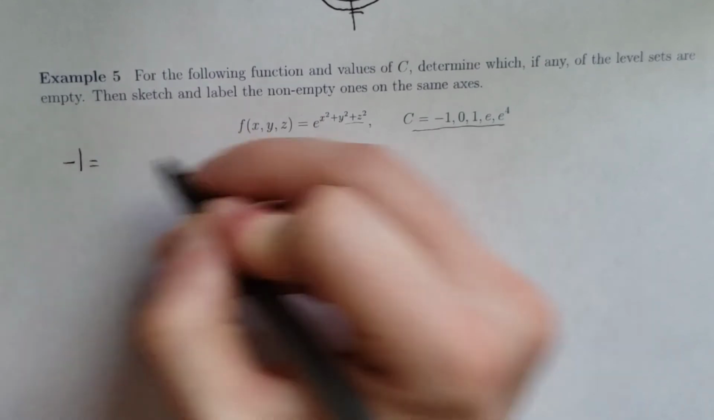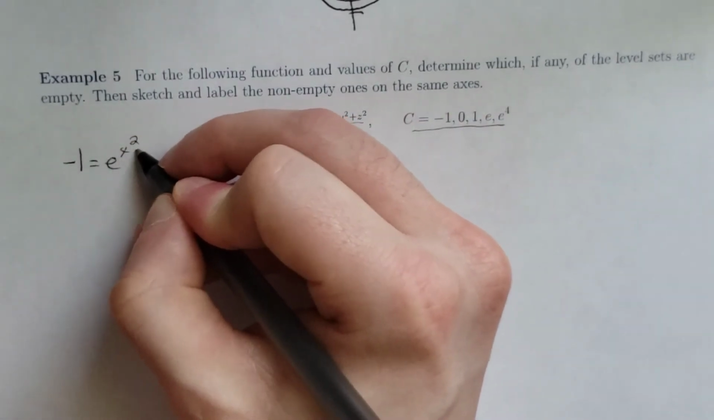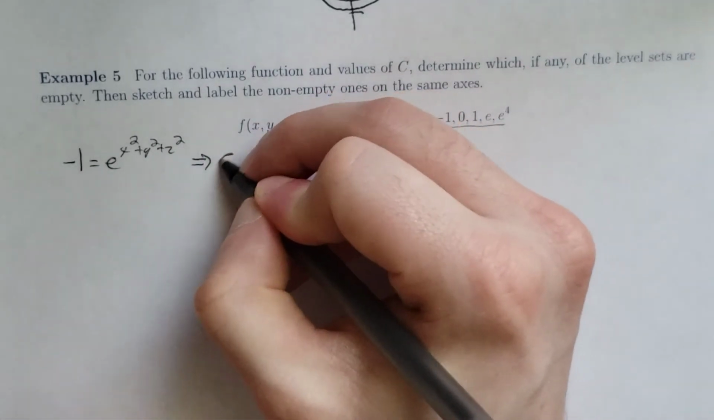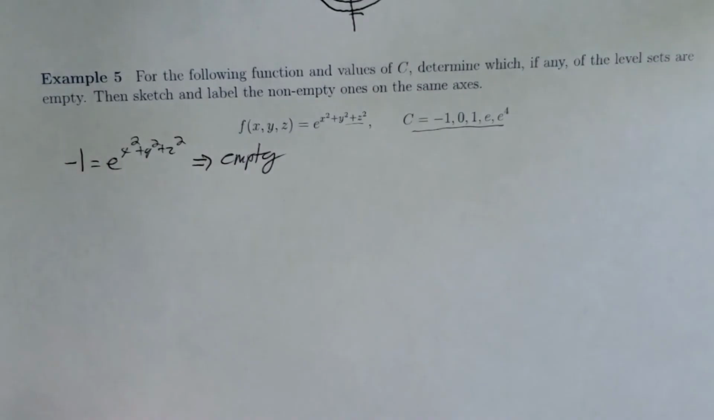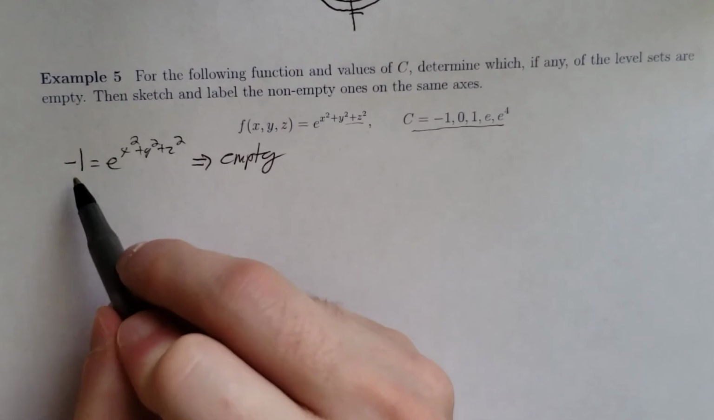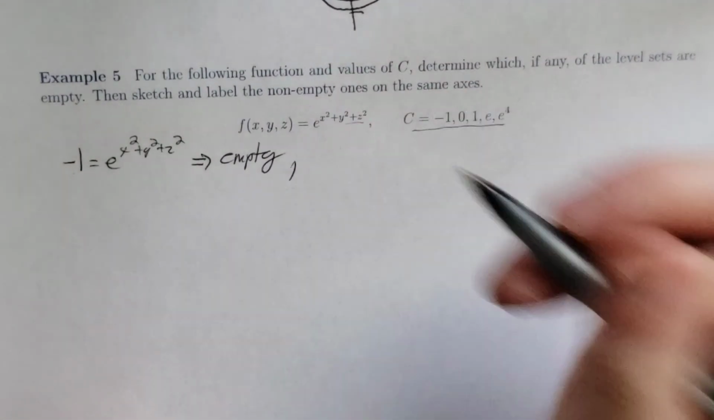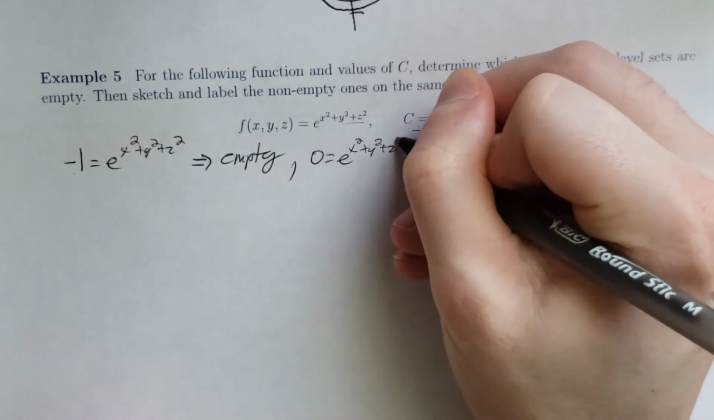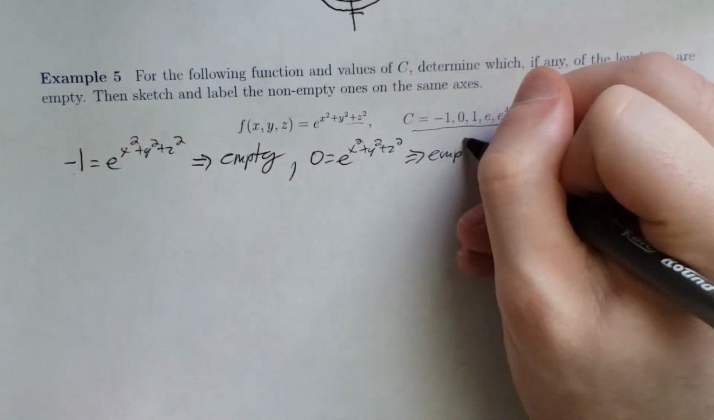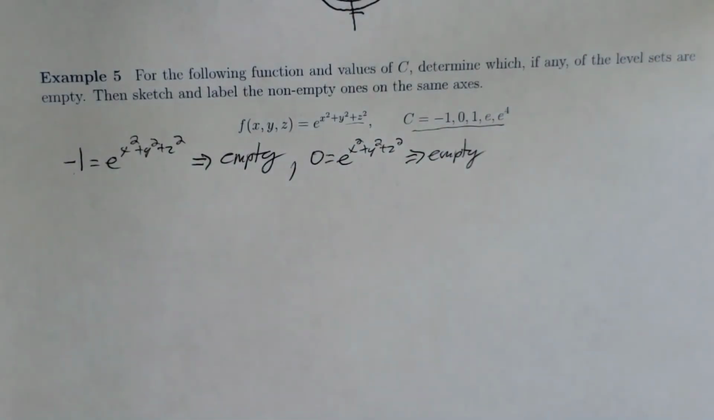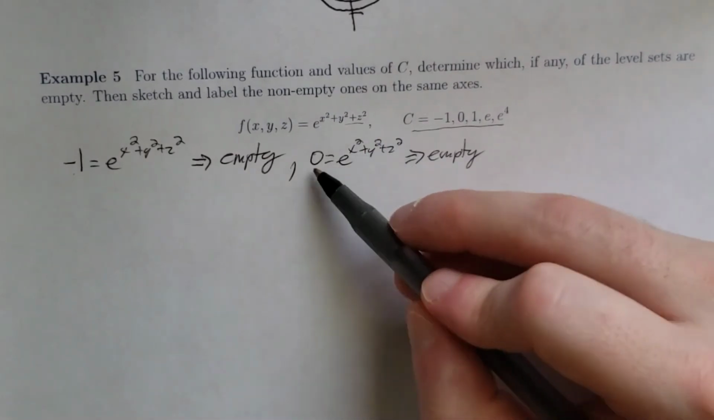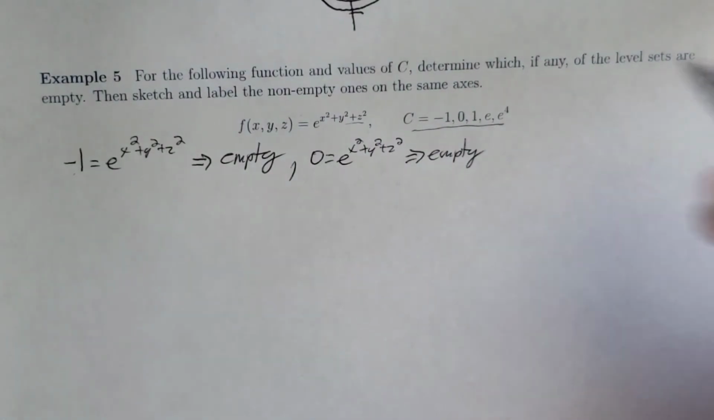First off, -1 is equal to e raised to the x squared plus y squared plus z squared. When can this happen? Well, never. That is an empty level surface, right? No values of x, y, and z that when we plug into this do we get an output of -1. Similarly, we cannot get an output of 0 either, right? Because e raised to anything is greater than 0.